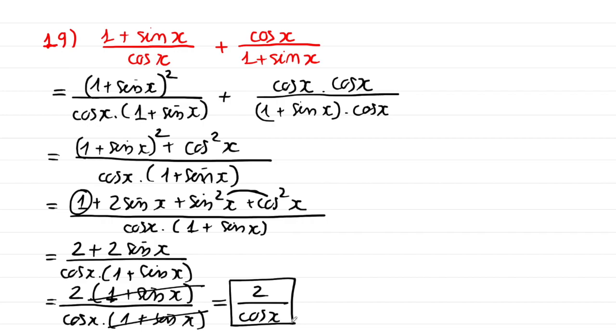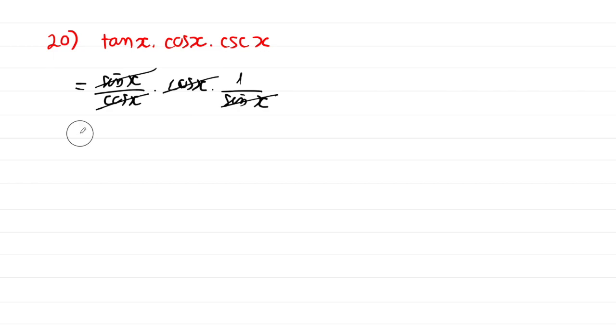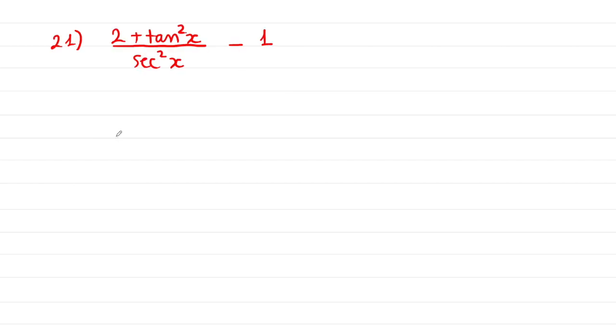Question 19. Question 20. Okay, that's very easy. Tan is sine over cos, like this. And cosecant means 1 over sine. This cos simplifies with this one. This sine simplifies with this one. So 1 is my final answer. We finish this question so quick. 21.